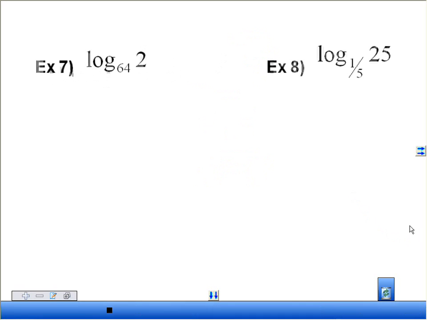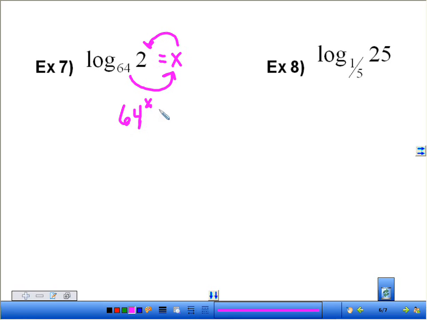Let's try some more. What if we have log base 64 of 2 and we want to evaluate this? We're going to set it equal to x, change it to exponential form. 64 to the power of x equals 2. Let's express 64 with a base of 2. 64 is 2 to the power of 6. We still have our x there, and 2 to the power of 1.